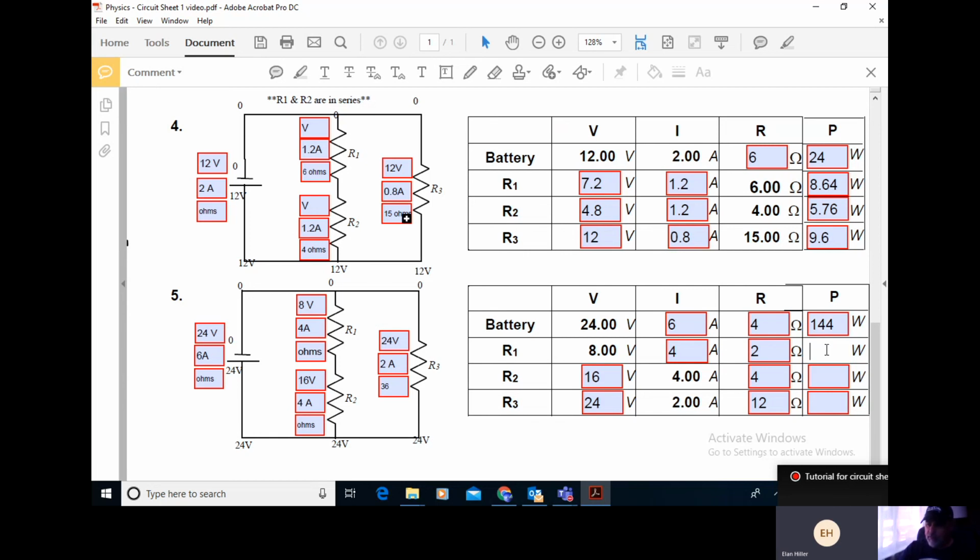Number 1 would be 32 watts of power. Number 2, resistor 2, would be 64 watts of power, and the last one would be 48 watts of power. So add them up, 32 plus 64 plus 48. Indeed, all three of these do add up to 144 watts, which is the total power in the circuit.